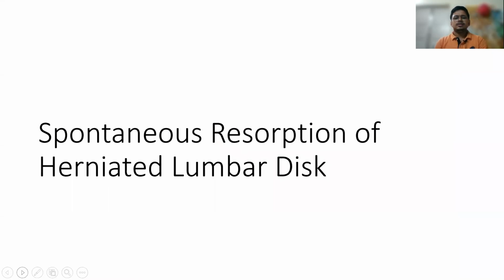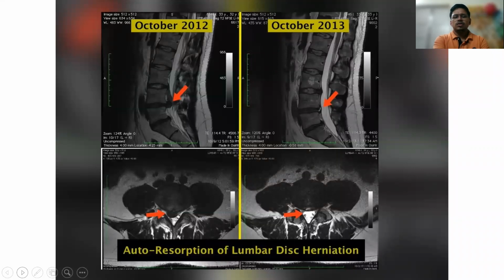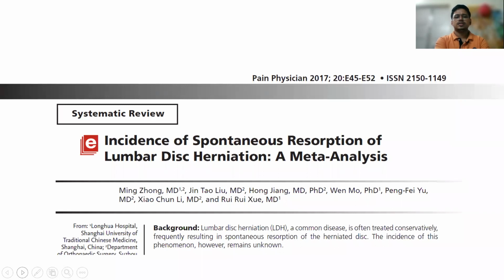But the interesting fact is, through our natural process, the herniated disc gets resolved. This is spontaneous resorption of herniated lumbar disc. So when our natural process is like this, why do we need treatment, why do we need surgery? This is one T2 MRI picture. We have seen that between 2012 and 2013, the disc bulge at L4-5 was resolved by 2013. So why should we do treatment? Treatment is required for symptoms. If there is pain or limited activity, we should treat this.